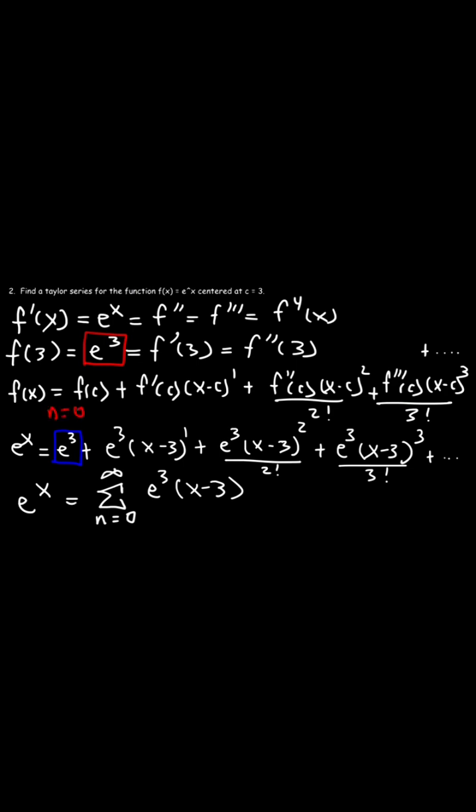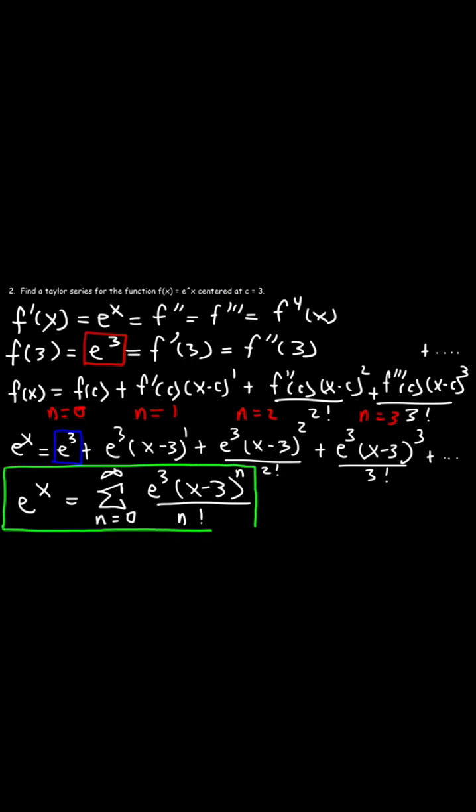Now, when n equals 0, we have the e to the third term. When n equals 1, we're going to get this term. And then this is for when n equals 2 and when n equals 3. And so notice that the n values match with the exponents and the factorials. So therefore, we can say that this is x minus 3 to the n power divided by n factorial. And this is the Taylor series for the function e to the x centered at c equal 3.